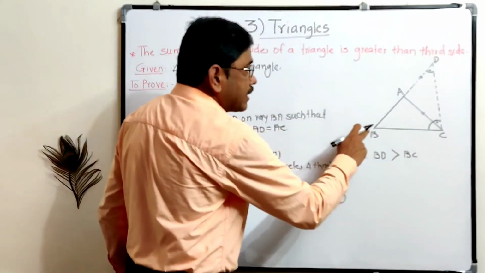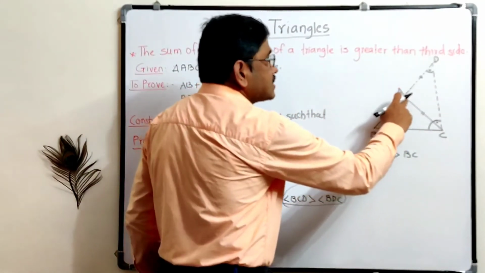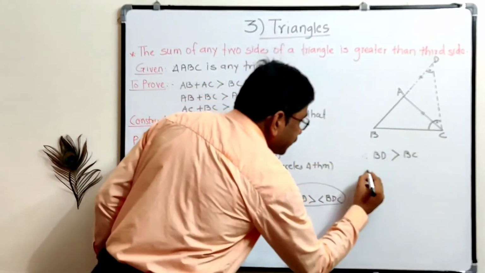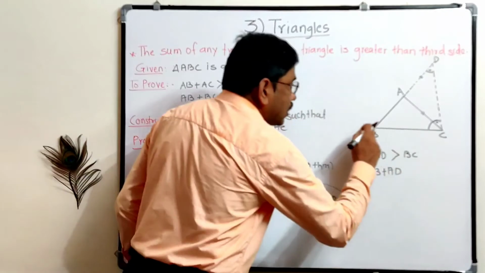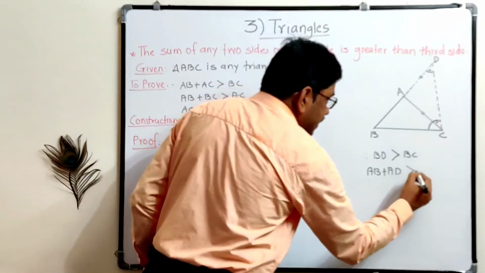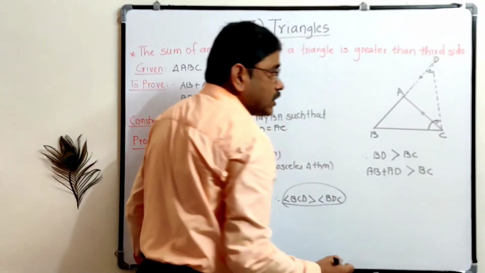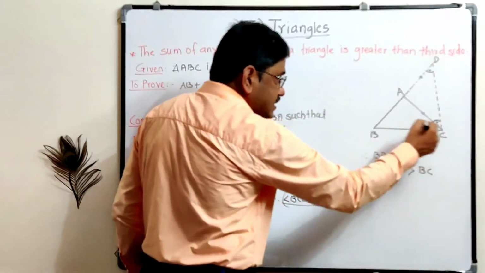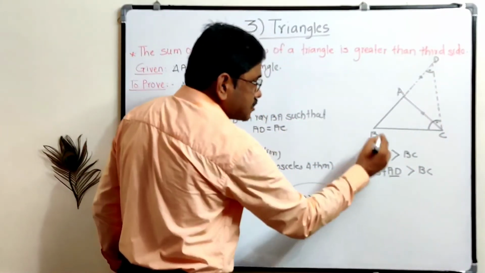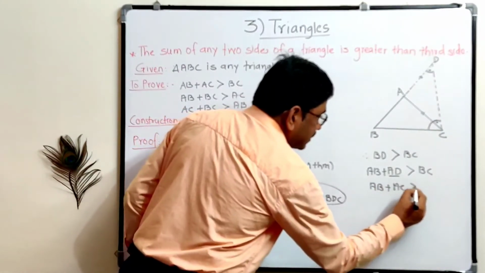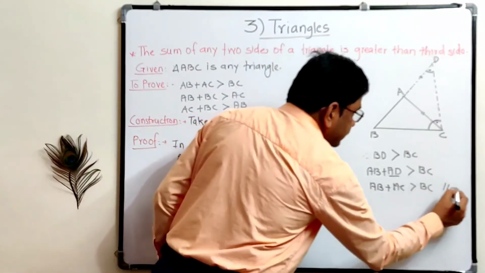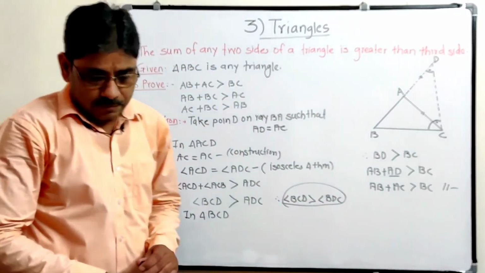But how can we write BD? BD is BA plus AD, that is AB plus AD, which is greater than BC. But according to our construction, AD and AC are equal, so instead of AD, substitute AC. So we get AB plus AC is greater than BC. In this way, we can prove that theorem.